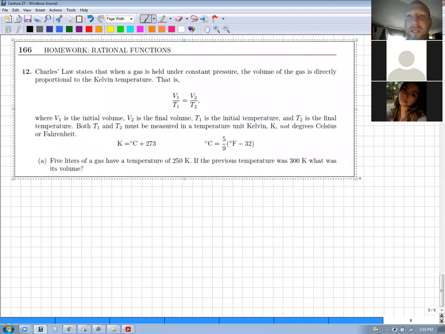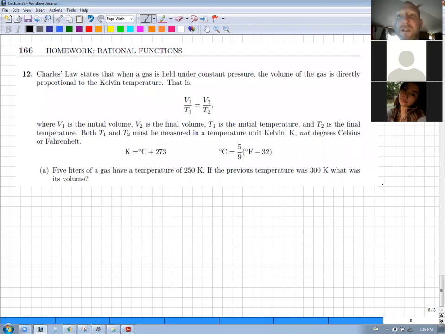Charles's law states that when a gas is held under constant pressure, the volume of the gas is directly proportional to the Kelvin temperature. That is V1 over T1 equals V2 over T2. V1 is the initial volume, V2 is the final volume, T1 is the initial temperature, and T2 is the final temperature. Both T1 and T2 must be measured in Kelvin, not degrees Celsius or Fahrenheit. So Kelvin is Celsius plus 273. And Celsius is 5/9 times Fahrenheit minus 32.